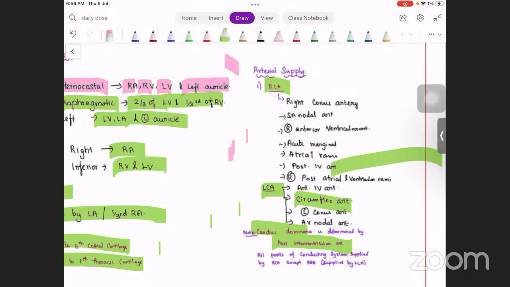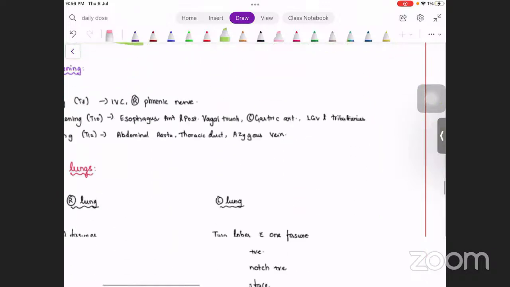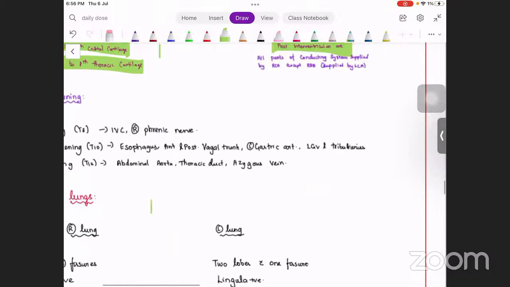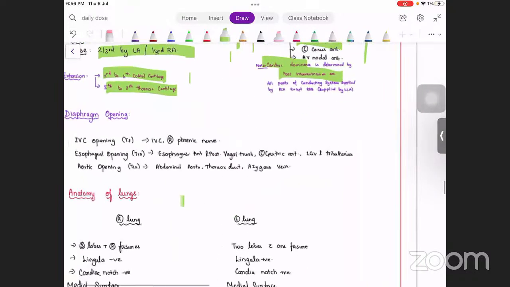And apart from that, all parts of your conducting system are supplied by the right coronary artery, except the RBB, the right bundle branch, which is supplied by your left coronary artery. And then you have the diaphragm openings: IVC opening at T8, esophageal opening at T10, aortic opening at T12.